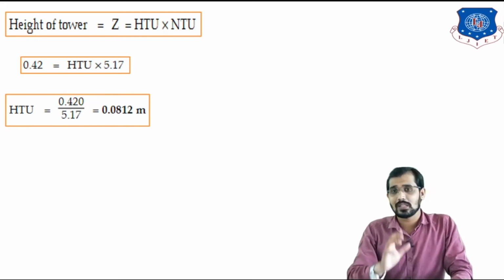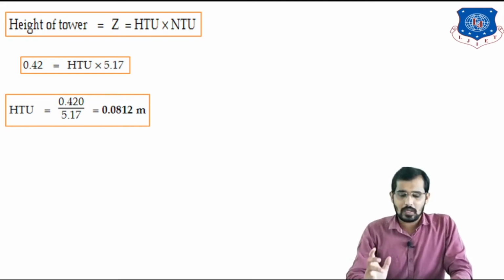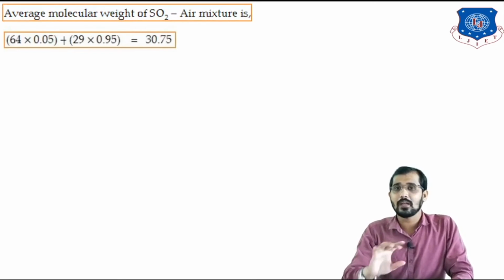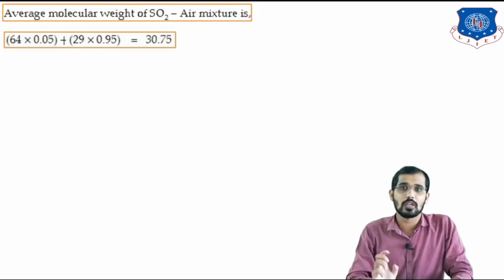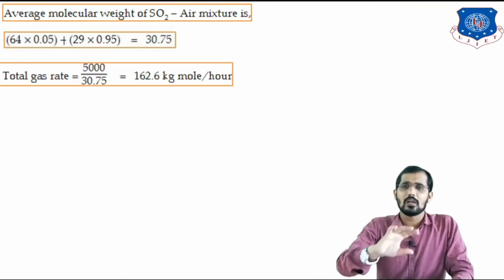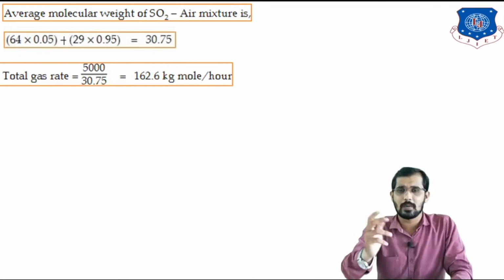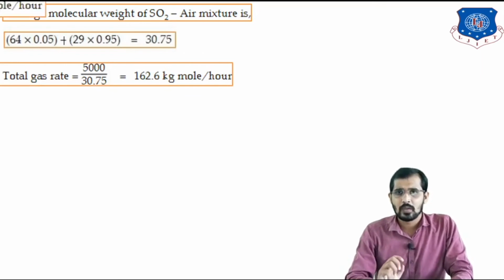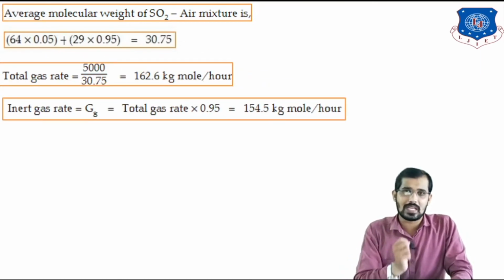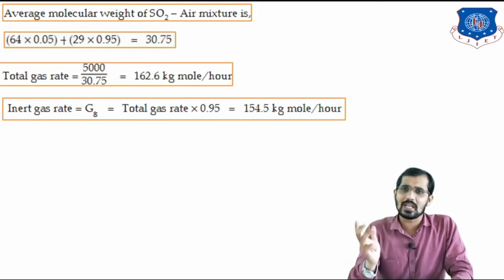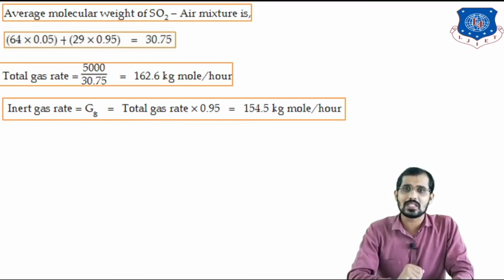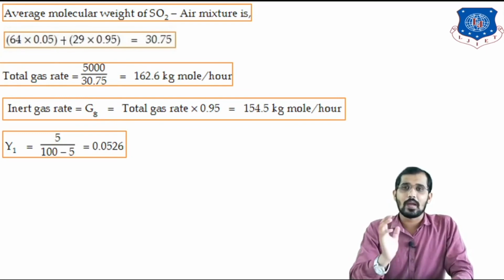So what we have seen in this lecture, I will quickly revise. First of all, we have calculated the average molecular weight of the air SO2 mixture, that is 64 into 0.05 plus 29 into 0.95 is equal to 30.75. After that we have calculated the total gas flow rate by using 5000 divided by 30.75, and we get this answer. After that we have calculated the inert gas flow rate, meaning 5% is SO2, so the remaining is inert gas. So the inert gas flow rate is the total gas flow rate into 0.95, and you will get this answer. After that we have calculated Y1 and Y2.